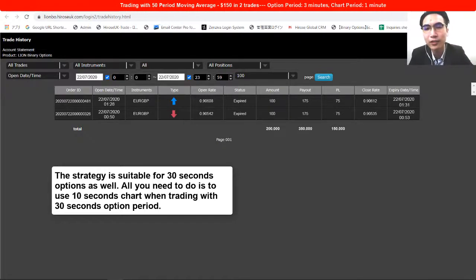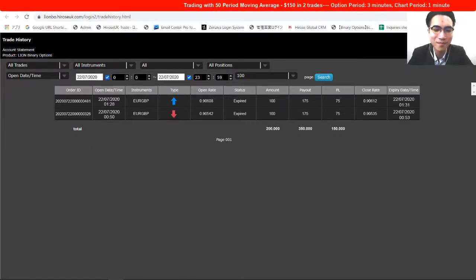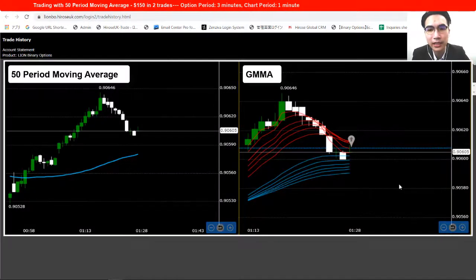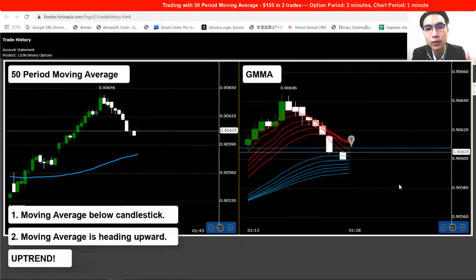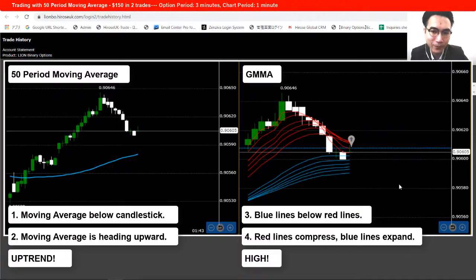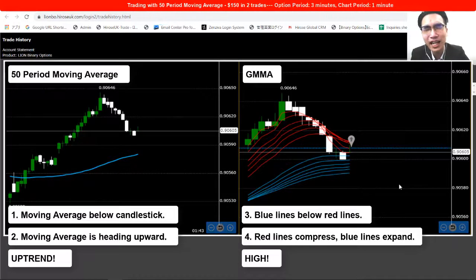If you want to trade for longer, you can, and if you want to trade for shorter, you can as well. Okay, so just a quick summary of the strategy today. I used 2 charts. On one, I used the 50 period moving average on the left to confirm the trend direction. If the moving average is below the candlestick and heading upward, I confirm it's an uptrend, and then I move on to the GMMA and wait for it to compress. When the red lines are compressed and the blue lines expand, I will open a high option, and that's the timing for the GMMA for a high option.